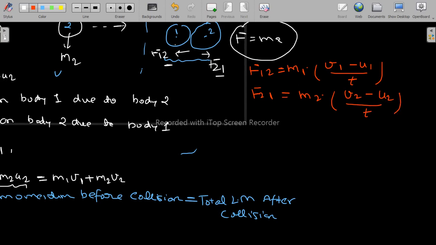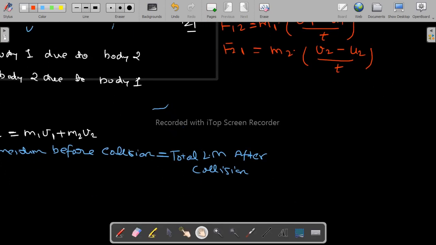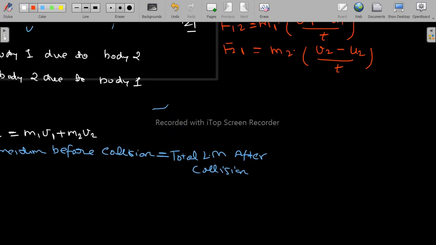Now when you use the third law of motion, which is to every action there is equal and opposite reaction, by third law of motion, f12 will be equal to minus of f21, right? That is, these two forces will be equal but opposite in direction. Negative sign shows that to every action there is equal and opposite reaction. Third law states that the direction will be opposite for both.